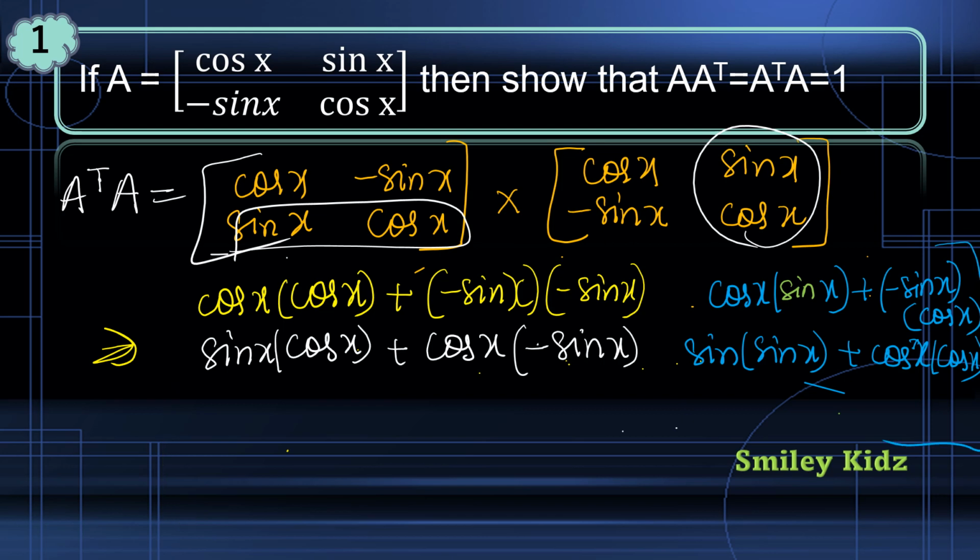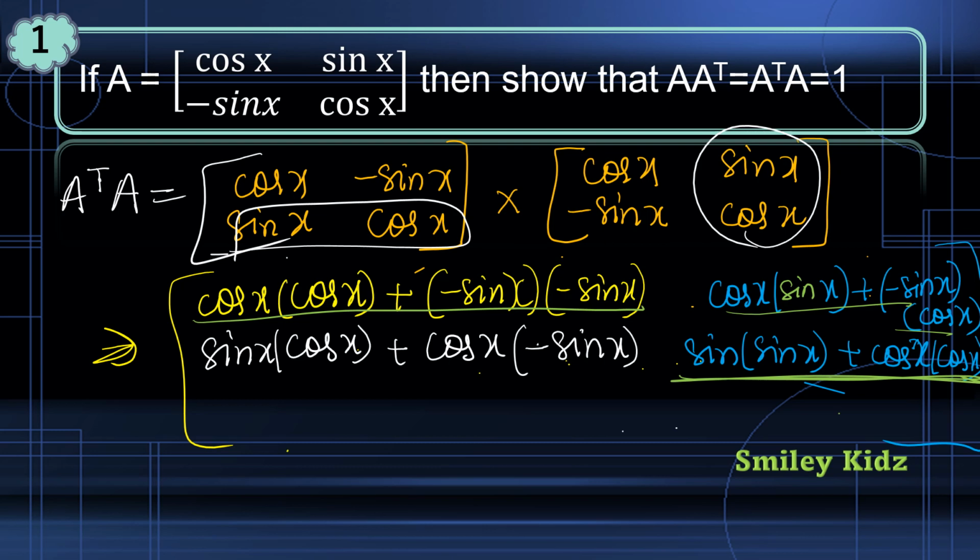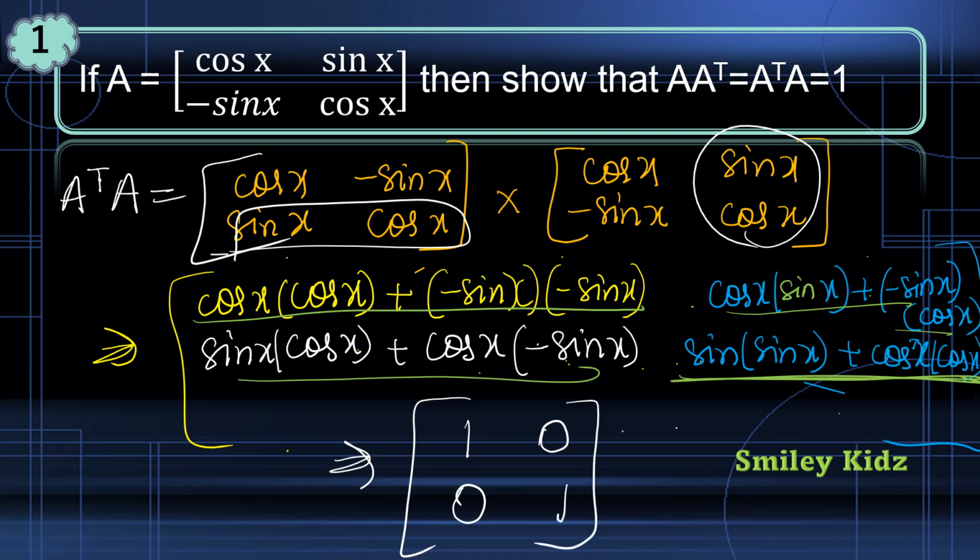Now let me try to simplify them. Firstly I have cos square x plus sin square x. That will be equal to 1. And over here again, sin square x plus cos square x, it will be 1 again. Over here, it will be sin x cos x minus sin x cos x. That will be equal to 0. Again the same over here. That will be 0. So my new matrix will have 1, 0, 0, 1. This is simply a unit matrix or an identity matrix that will be equal to 1. So hence proved.